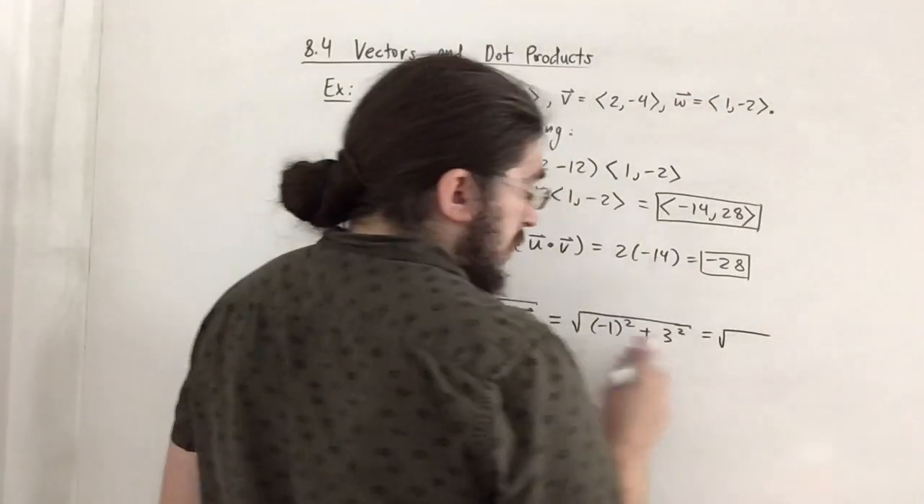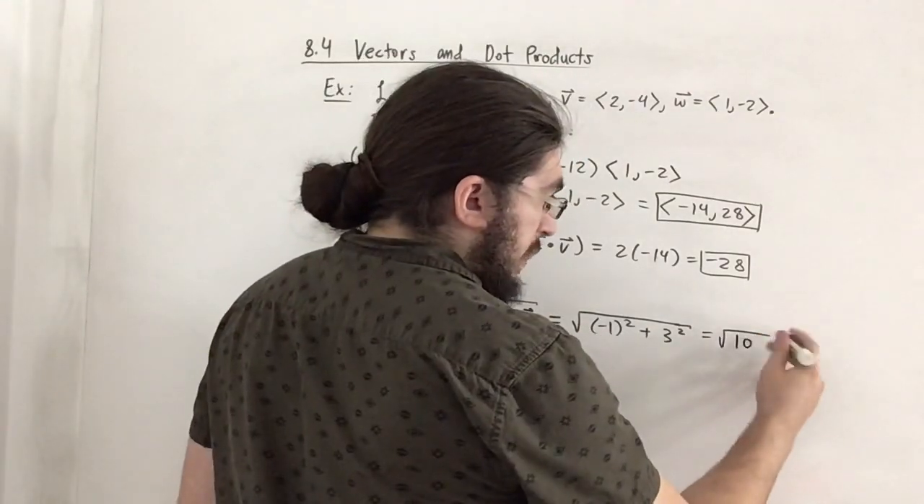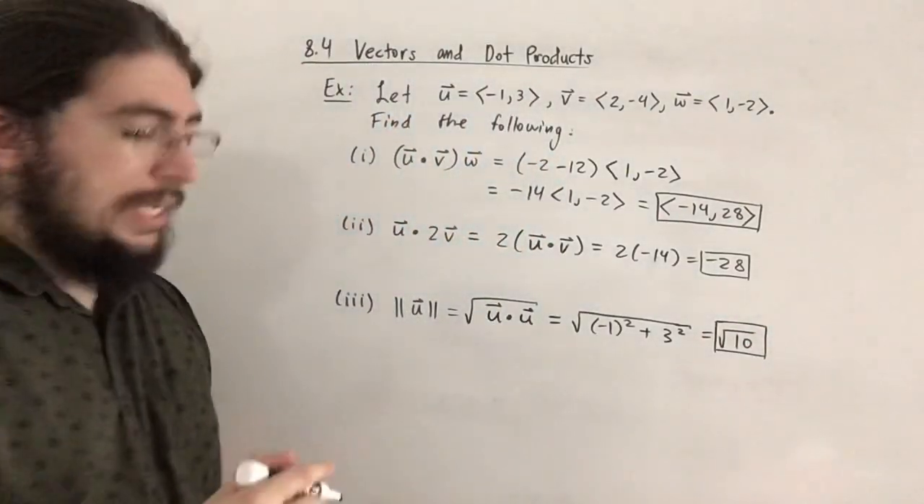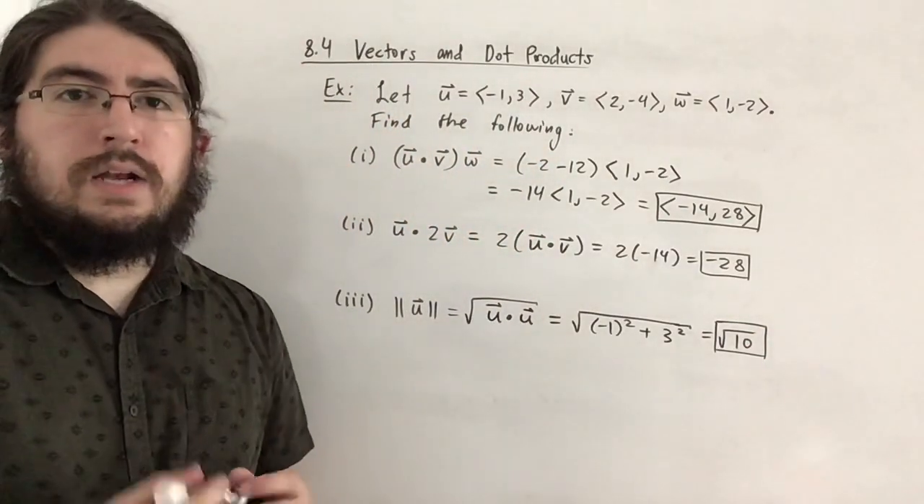And of course, this is just 1 and 9. Those combine to 10. Radical 10 is our answer. That cannot be simplified. Fantastic. So now we're going to move on to another idea.